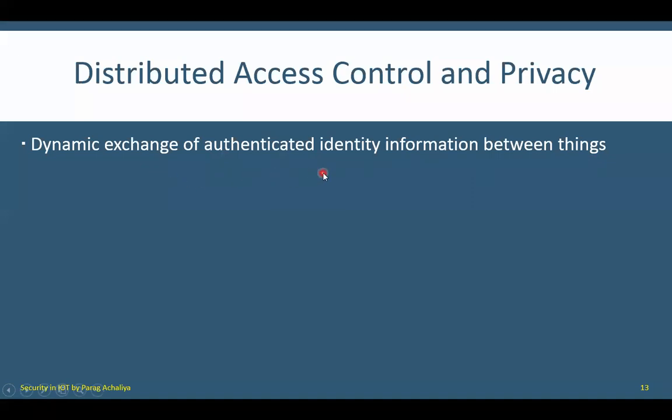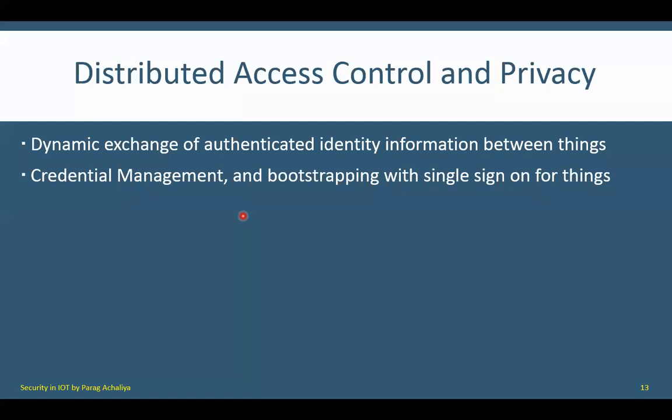That means who is going to send the data, who is going to receive the data. There should be such proper identity information available at both ends, and such an exchange is treated as dynamic, because an IoT device will continuously generate data and continuously send that data to other devices. That's why it is dynamic in nature.